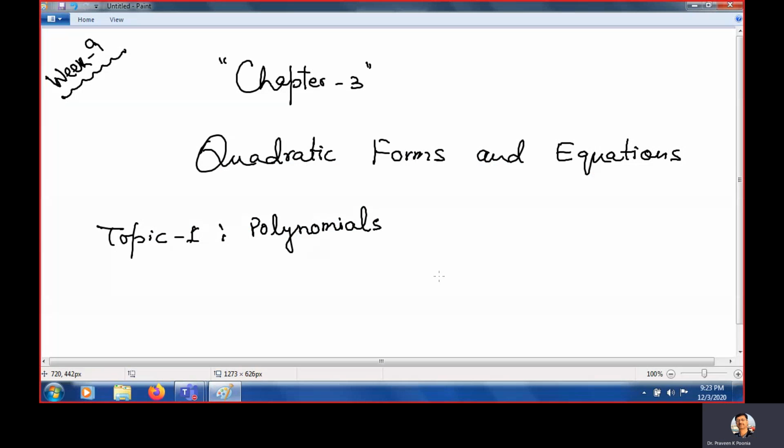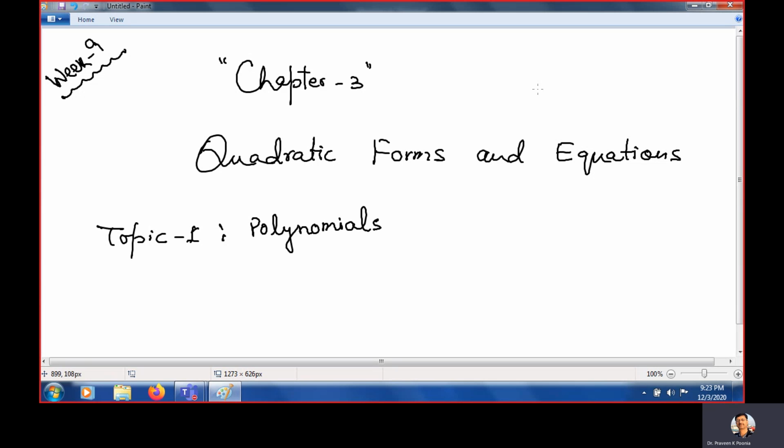Hello students, this is week number 9 and we are starting chapter number 3. If you remember, in chapter 2 we learned linear equations. Linear means where the degree of variable was 1. But here, if you read the chapter name, it is quadratic forms and equations. Quadratic means n is equal to 2.